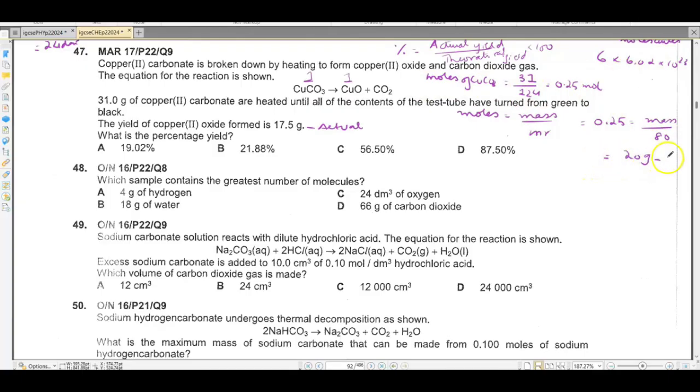So now we know the theoretical yield and we know the actual yield as well. Let's put it in the formula. 17.5 over 20 times 100 is going to give us a value of 87.5 percent. So D is our correct option.